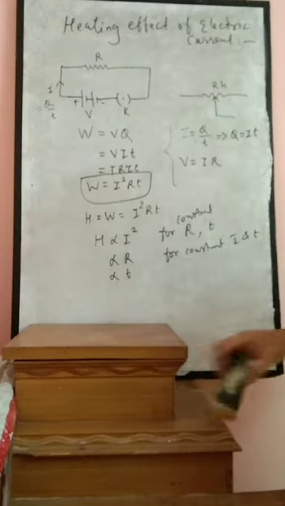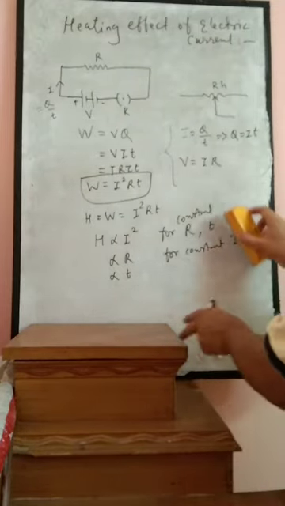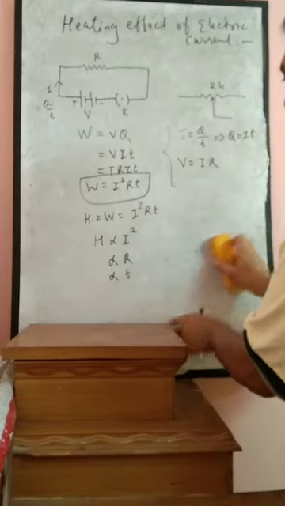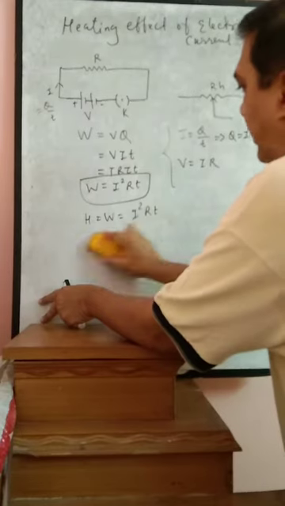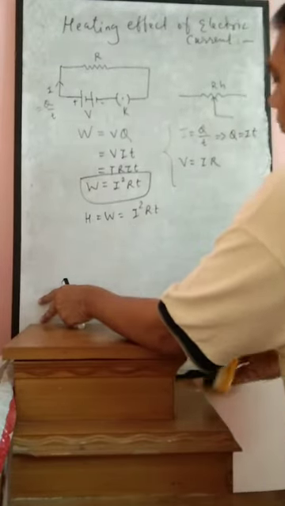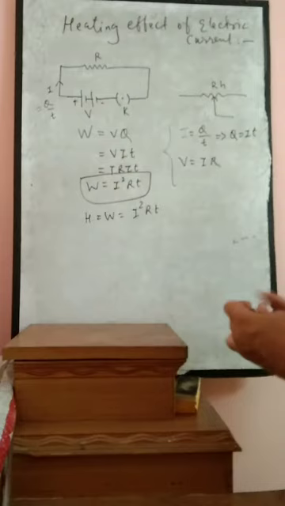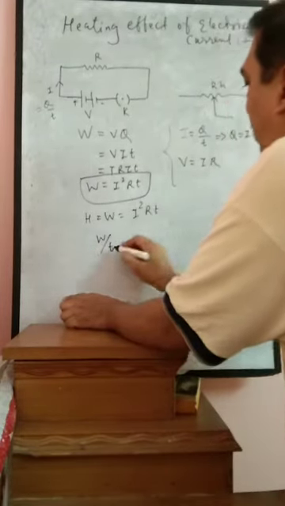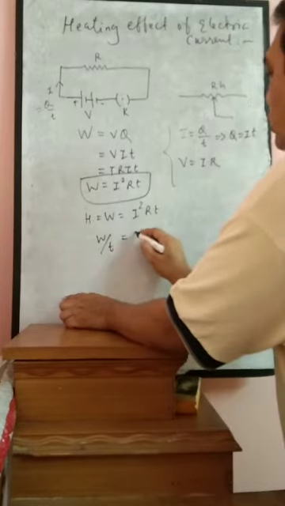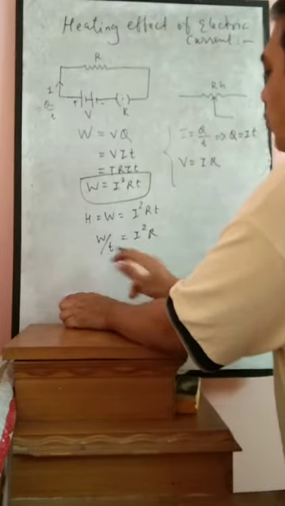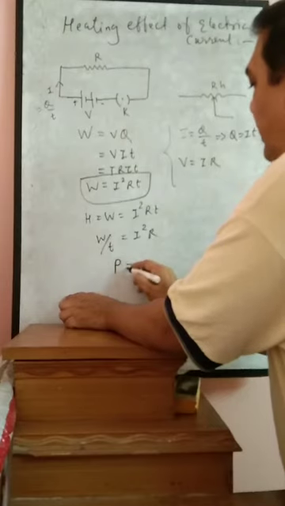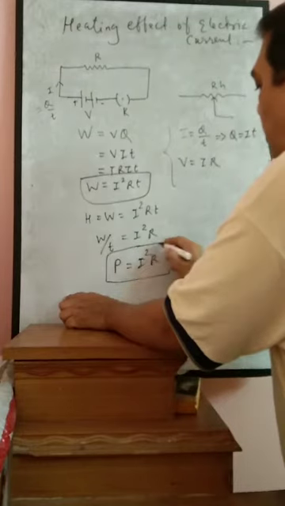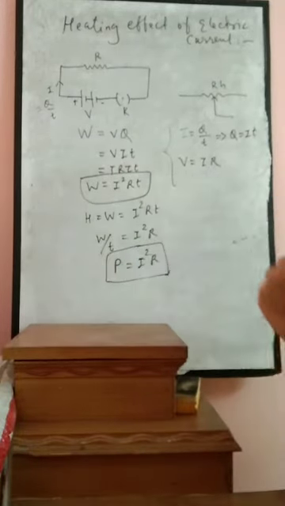Now one more thing I just want to explain to you. Here we have H is equal to I square RT, W equal to I square RT. Now work upon time: if we rewrite this expression, work upon time, taking time to this side, we will have I square R. But work upon time is equal to what? Power. So power P is equal to I square R. So electric power is nothing but equal to I square R.